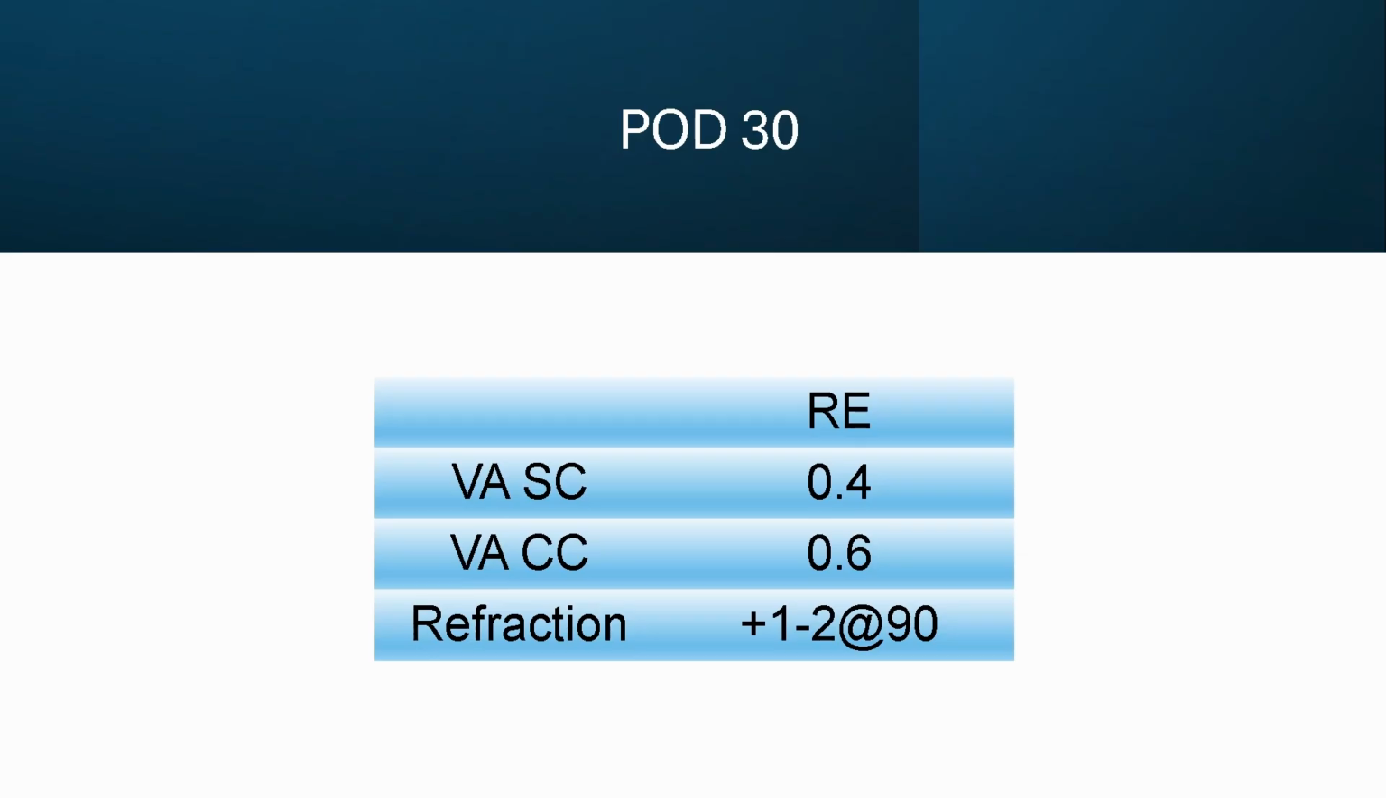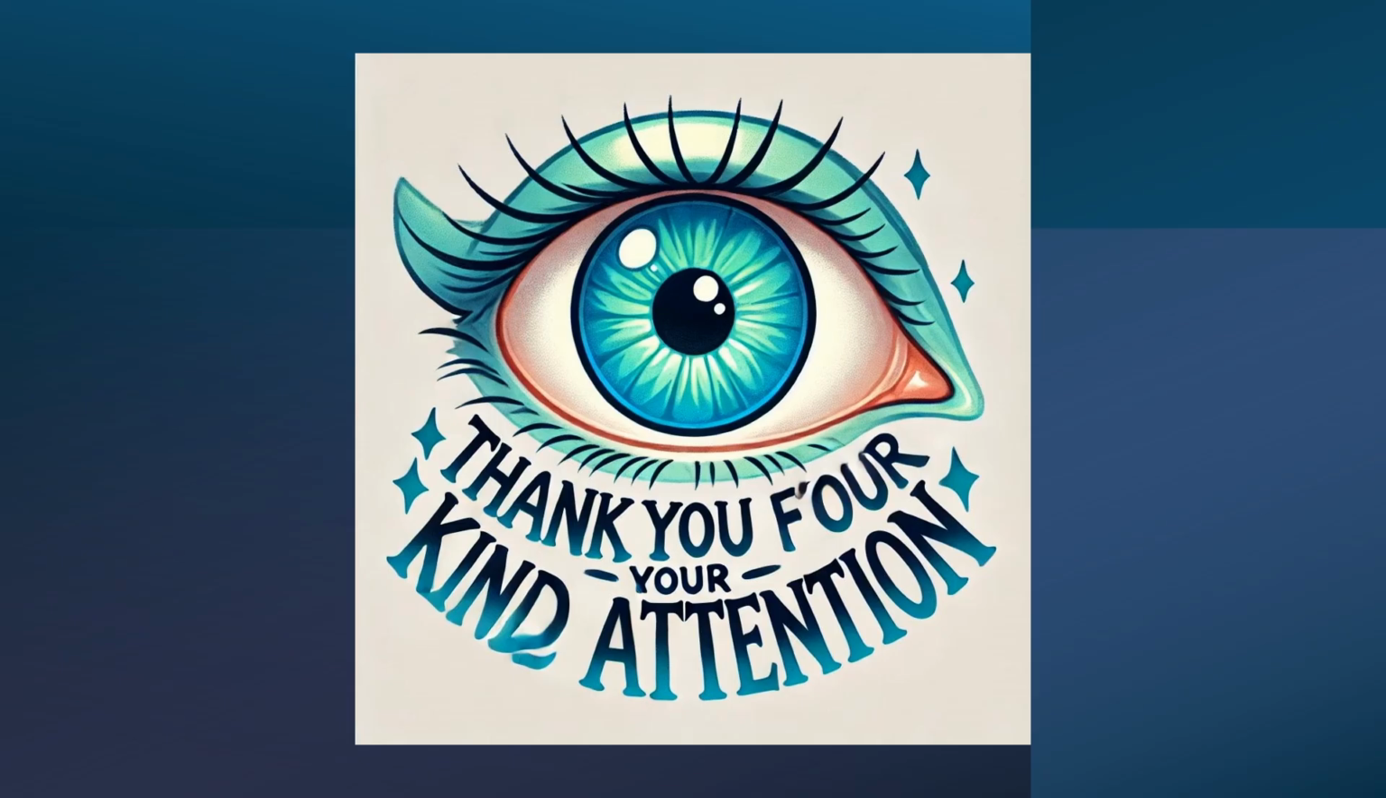The visual acuity on day 30 after surgery is 0.4 without correction, and it improves to 0.6 with correction. Thank you for your kind attention.